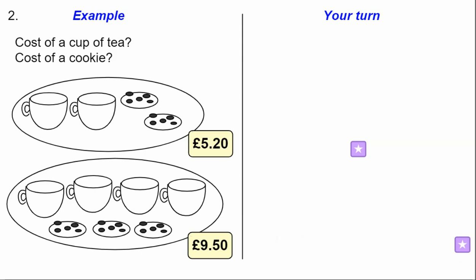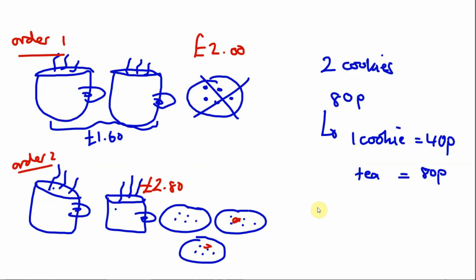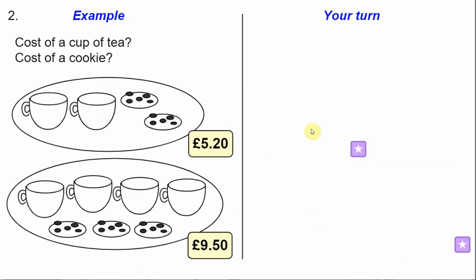So last lesson we looked at examples like this, didn't we? So this was our working for them. And we thought, well, what's the difference between them? We've got one plum difference, so 40 difference, and then because we knew the weight of the plum, we could then find the weight of the orange. And we modelled it as well with cups of teas and cookies. Hopefully remember this.